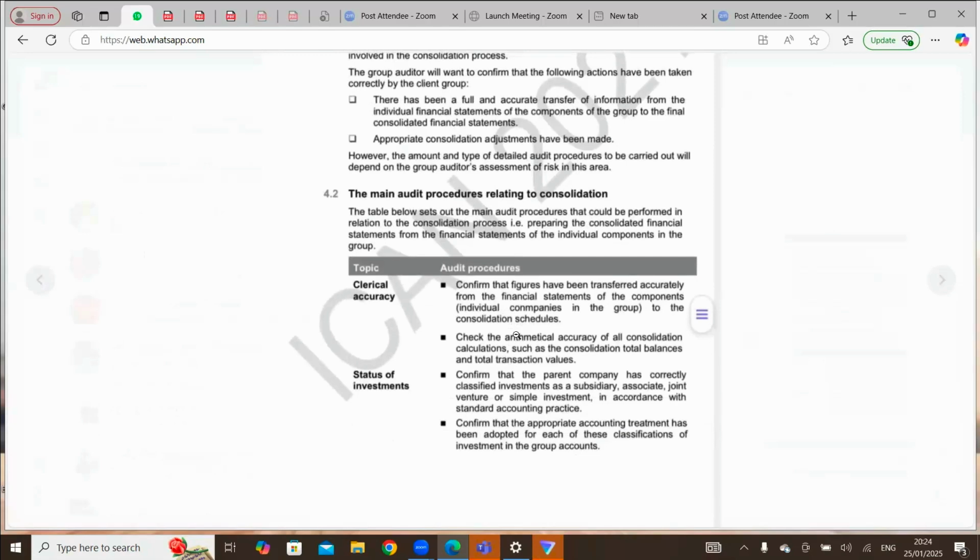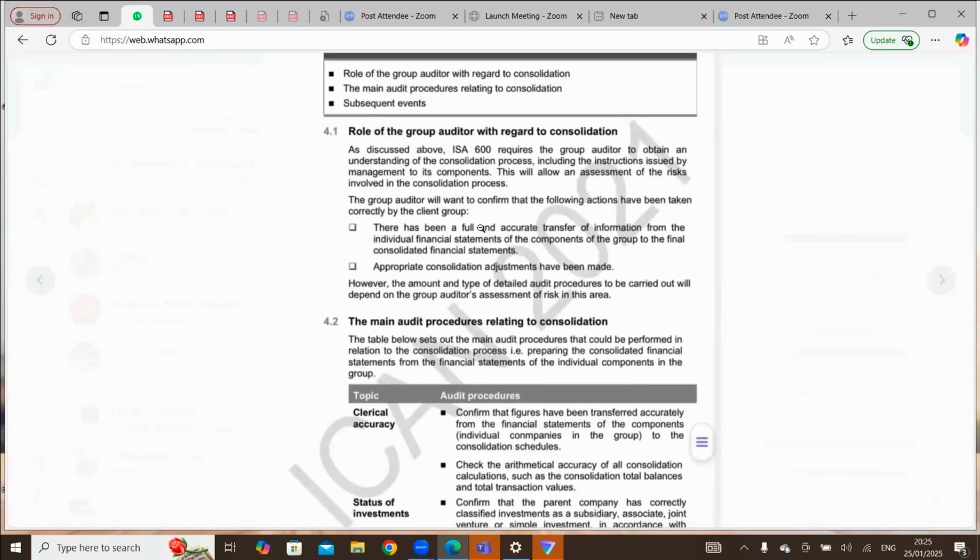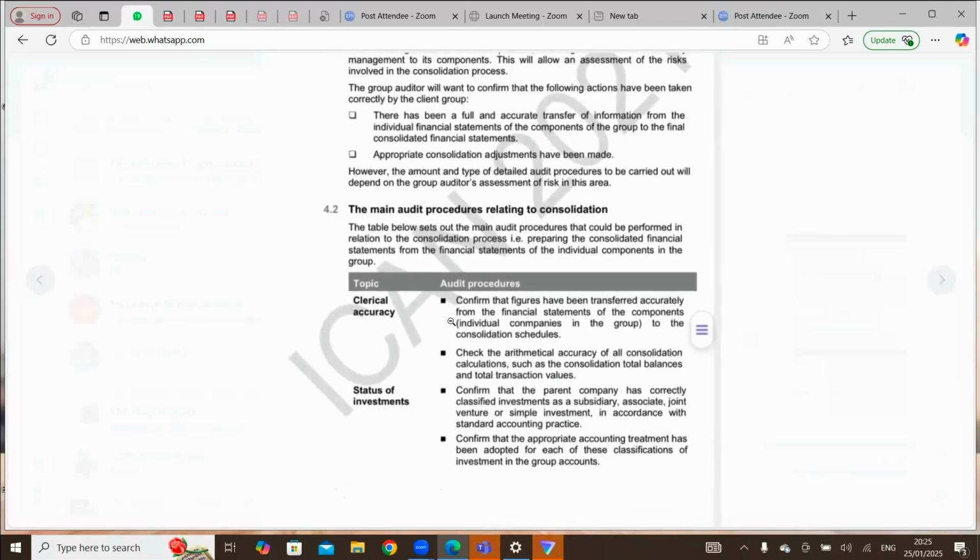Number one, checking for clerical accuracy. This one is just to check that all the information that has been transferred is correct, accurate when it comes to arithmetical accuracy, plus and minus, okay?